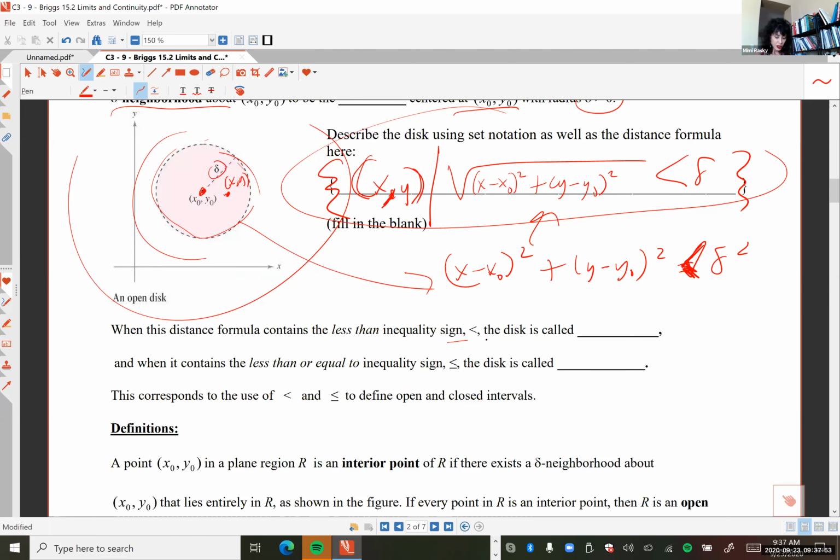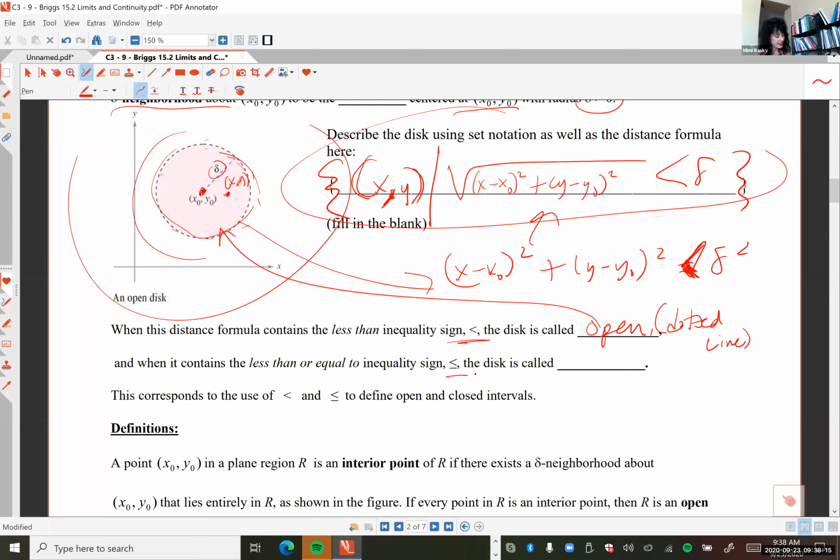Okay, if you have a strictly less than symbol like we do here, the disk is called open. You've heard of an open interval. An open interval does not include its endpoints. Well, an open disk does not include its border. That's why you see a dotted line here. So you'll see a dotted line if they're drawing an open region.